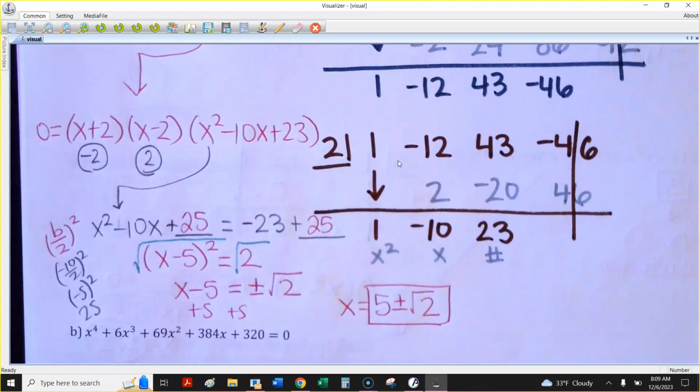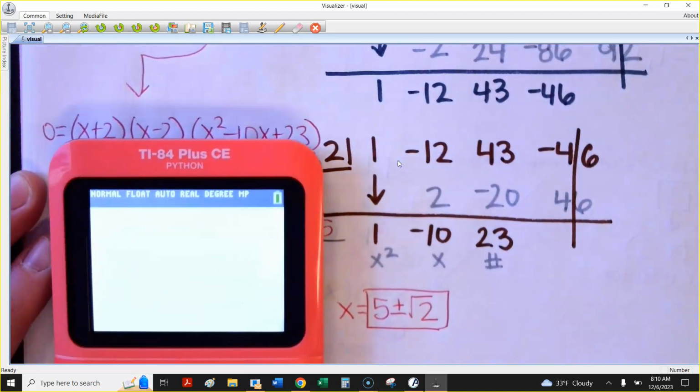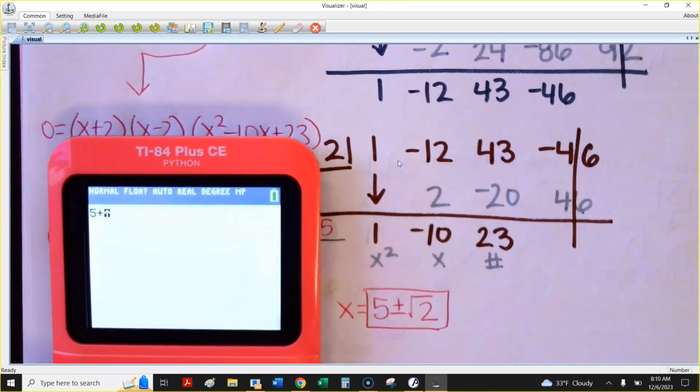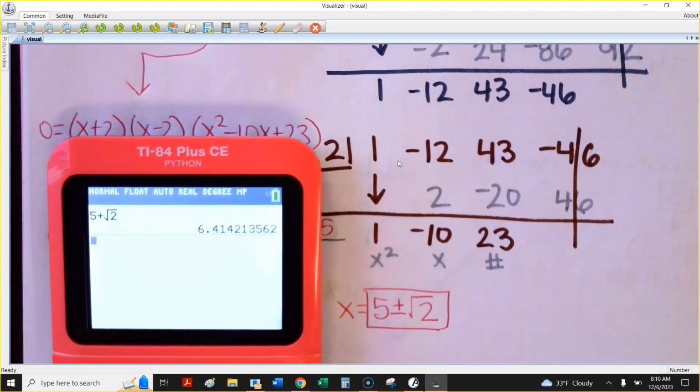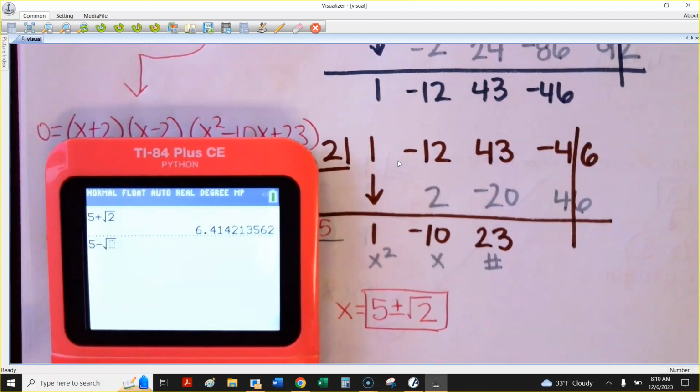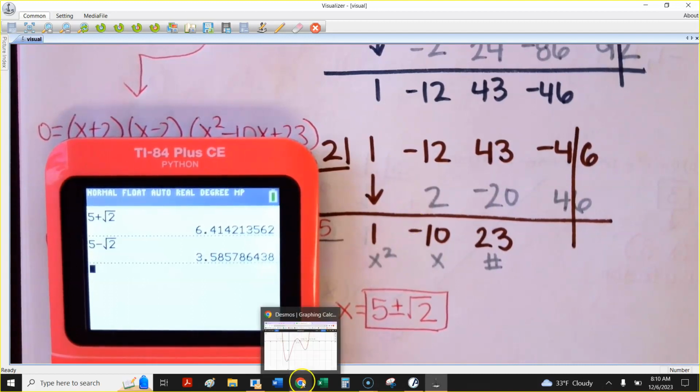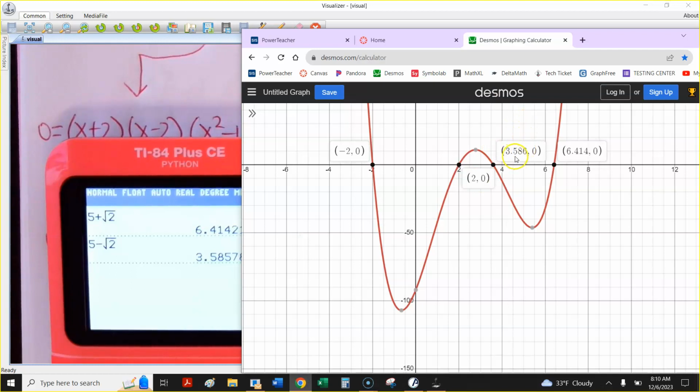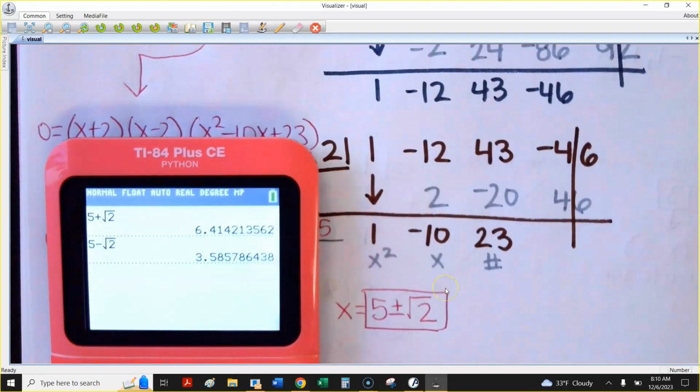Okay, so I'm just going to show you guys real quick because we had the graph. If I do 5 plus the square root of 2, just to show you the decimal, and then 5 minus the square root of 2, I've got like 6.414 and like 3.586. Okay, let me go back to the graph. See that 3.586 and 6.414. So that's what Desmos is giving you. We just want it in that exact format.